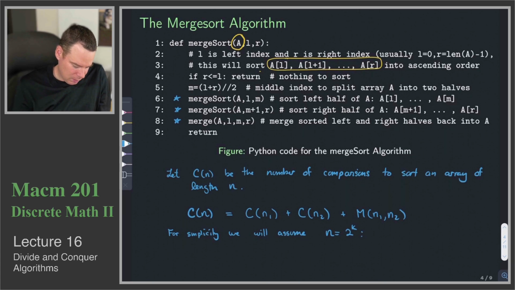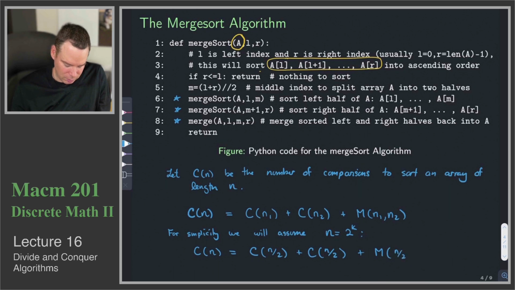So then what does that mean? It means that Cn is equal to, well, the length of the first half of the array is n over 2. The length of the second half of the array is also n over 2. And merging, well, we're merging a sorted array of length n over 2 with a sorted array of length n over 2.